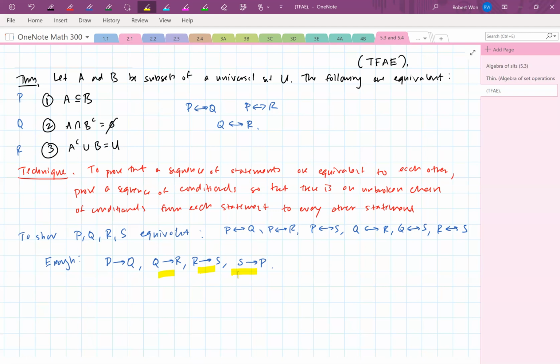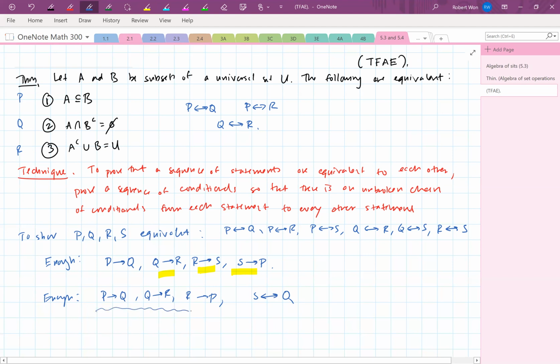Of course, this is not the only unbroken chain that you could prove, right? It's also enough to show, let's say, P implies Q, Q implies R, R implies P, and also something like S if and only if Q. Why? If you prove the first 3, that's like proving that all 3 of P, Q, and R are equivalent to one another. So you can get between P, Q, and R. And then this one proves that you can get from S to Q and from Q to S.